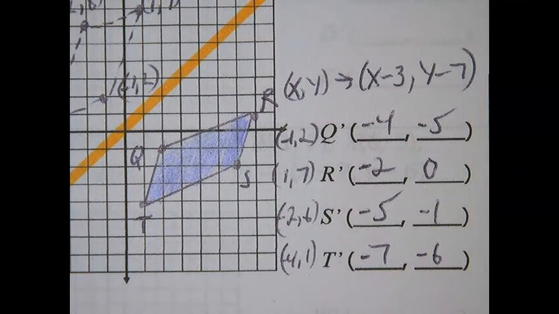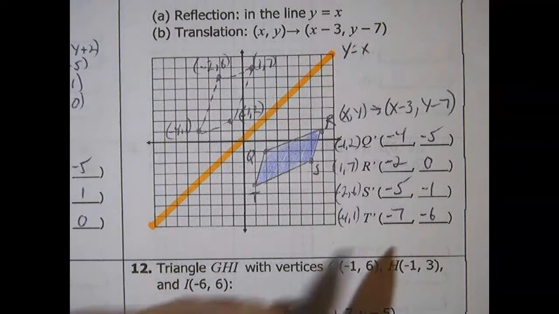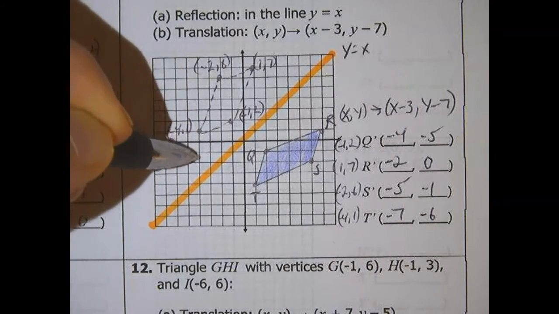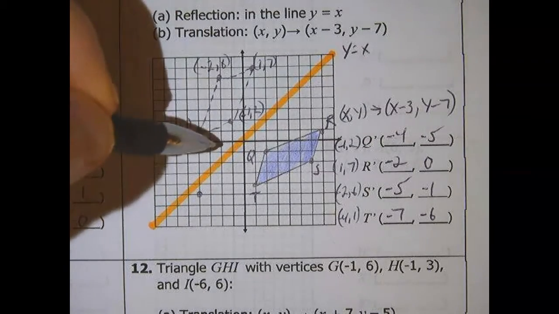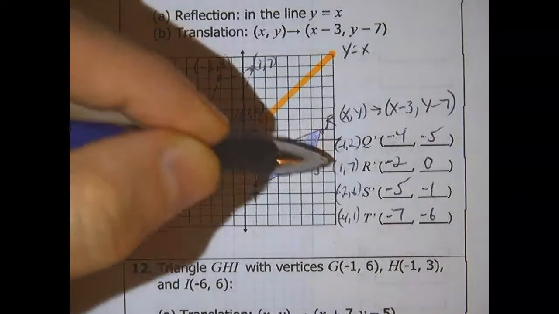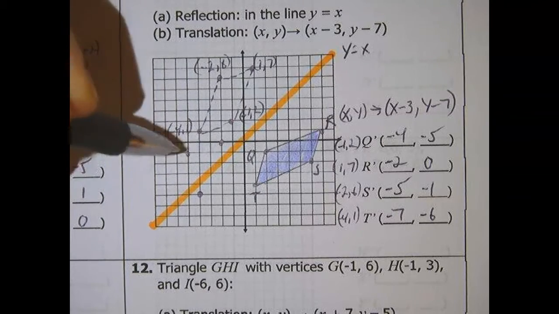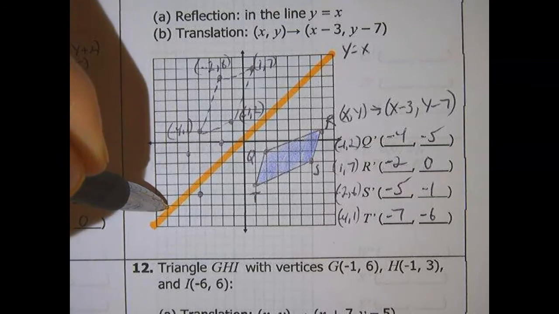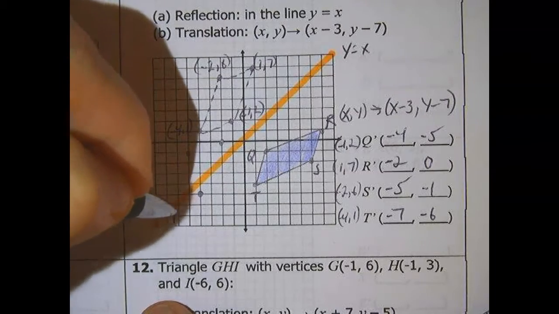Okay, now we're going to plot those points, and that's going to be our final image after both reflection and translation. So let's see, we have negative 4, negative 5, that's 1, 2, 3, 4, 1, 2, 3, 4, 5, right there. That's going to be my Q prime. Let's see where some other points are before we continue. So we have negative 2, 0 right there. We have negative 5, negative 1 right there. And then we have negative 7, negative 6 right there. Okay, and this is my T prime.